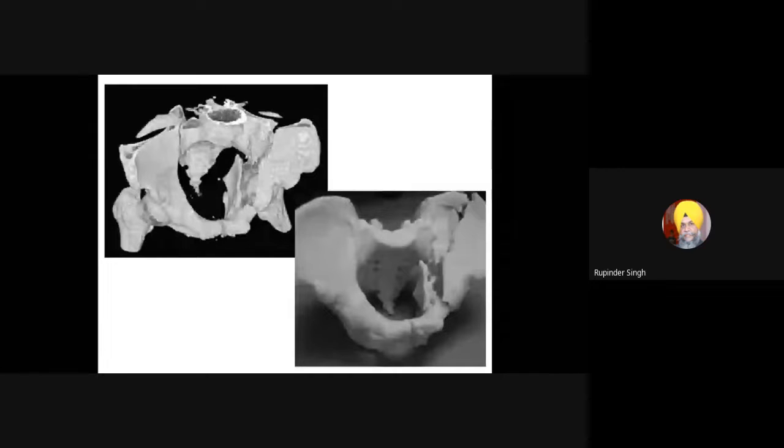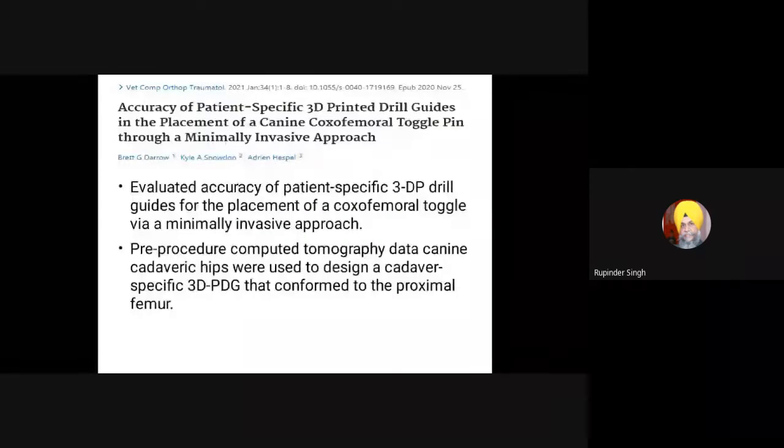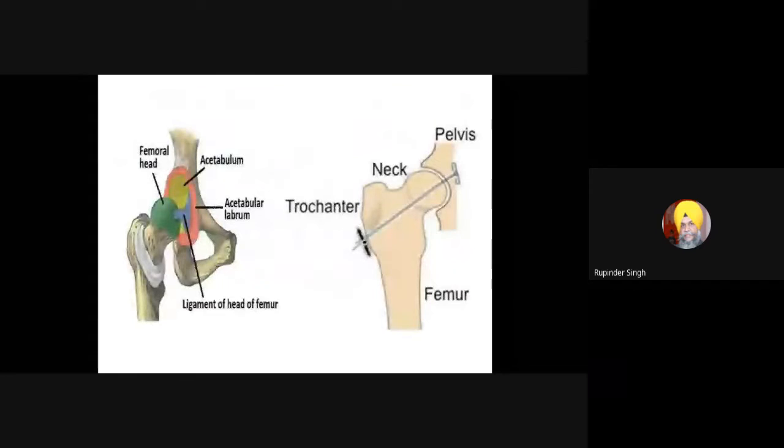Then there is another paper, which is a veterinary specific paper, and this is also a recent paper which highlights patient specific 3D printed drill guides in the placement of a cranial canine coxofemoral toggle pin. So what is it? I would like to explain that this is like a hip. This is a hip joint which is formed by the pelvic bones and the femur head.